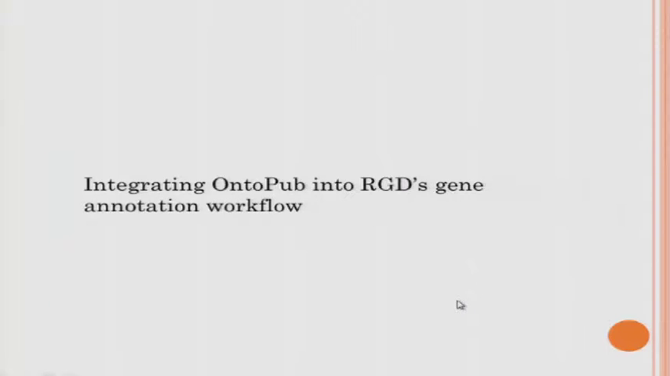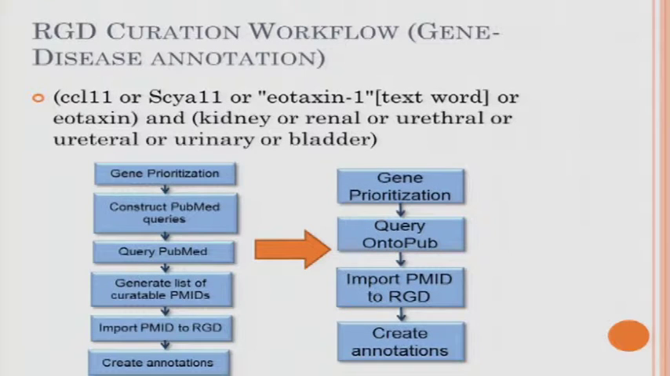Now I will briefly introduce how OntoPub is integrated. I don't have much time left. This is the current workflow: curators first do gene prioritization and create some search queries for PubMed, and use the results to get a list of curatable PMIDs, then create a reference, then create annotations.